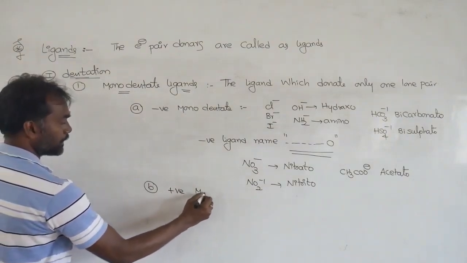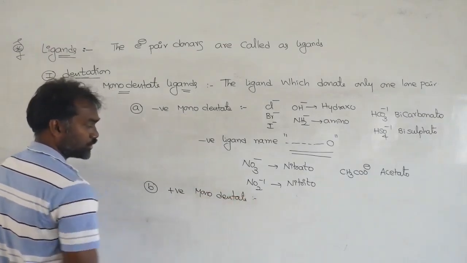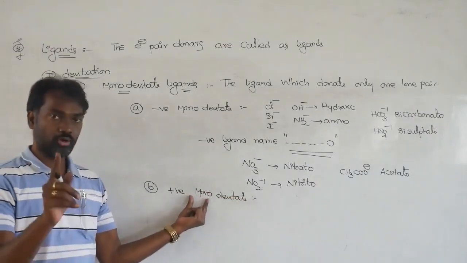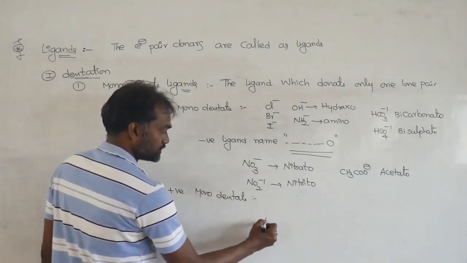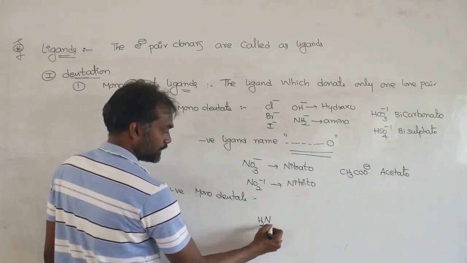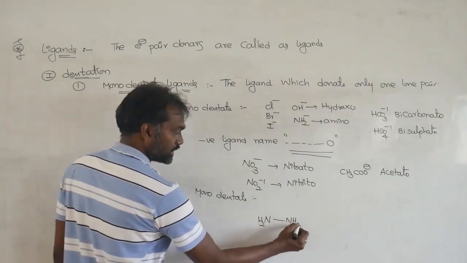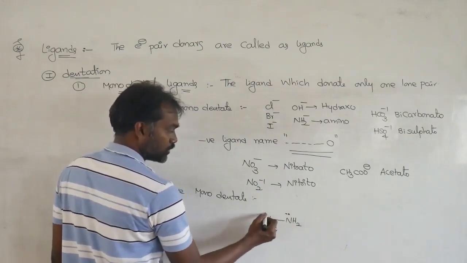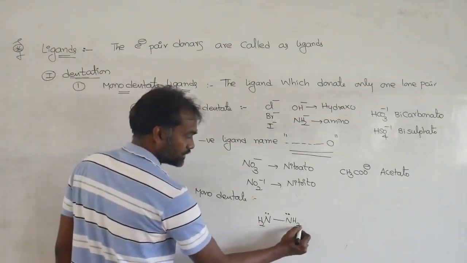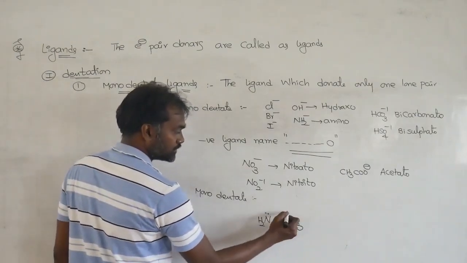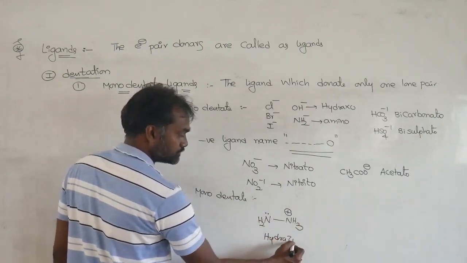Next, B. Positive monodentate ligands. So they will donate only one lone pair with positive charge. See, suppose NH2, NH2, hydrogen is there. So here one lone pair, you add a hydrogen. One H you added. So the lone pair is gone. So you are getting the plus. So this is called as hydrogenium.